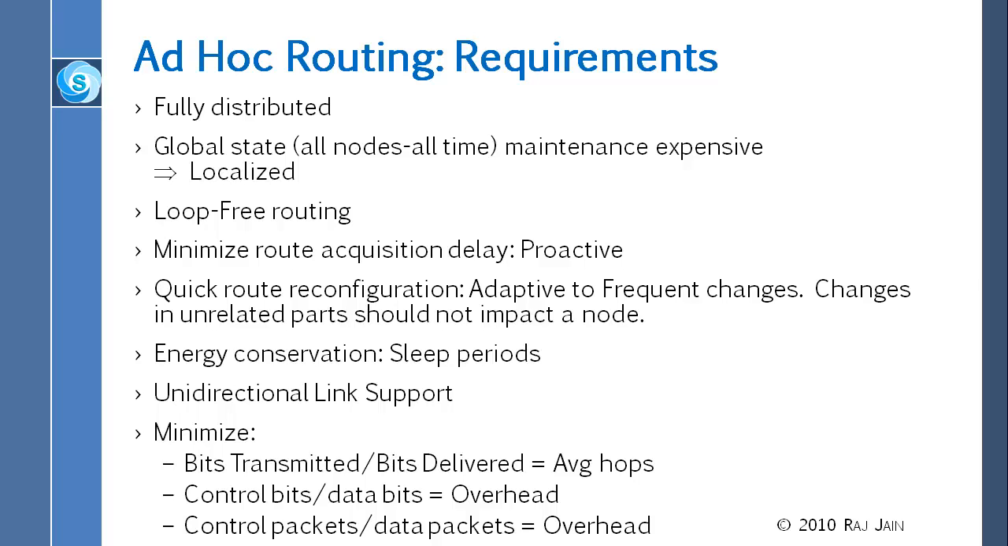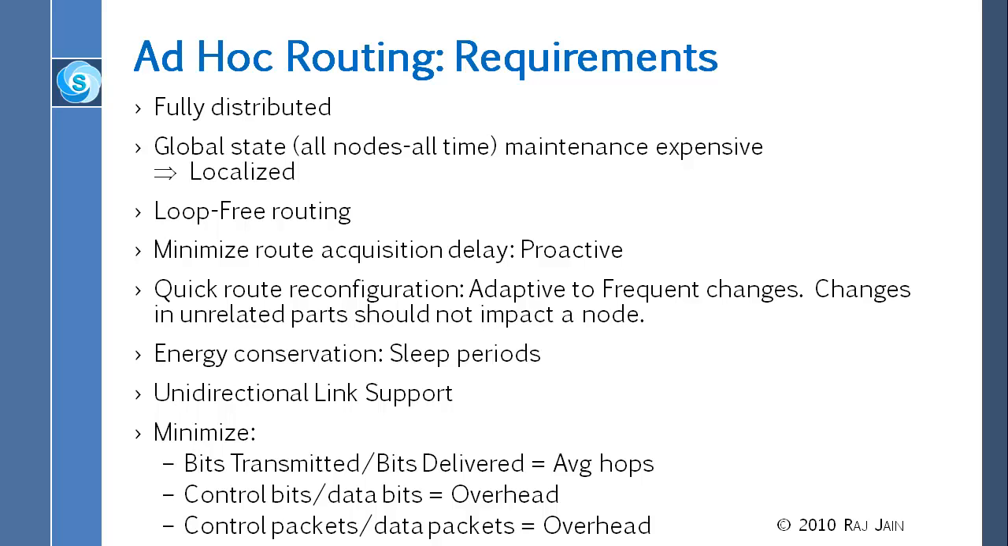All right, then energy conservation, we talked about that. So we have to worry about how often people sleep and how they're woken up. And then unidirectional link support. This is the same asymmetric link support we had talked about in the satellite networks, where you have data coming in on the wireless but going out on a telephone dial-up line. So that is another issue in ad hoc networks.